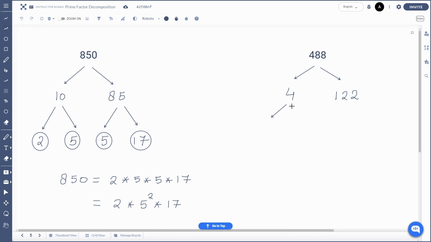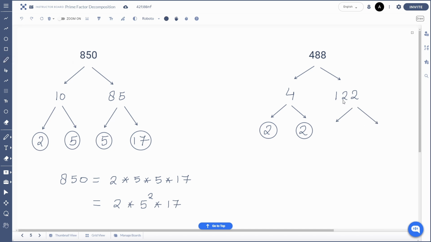Basically, the numbers which are not prime are called composite numbers except one. One is neither prime nor composite. So you have to take care of that. Well, after breaking down 4, we get 2 and 2. We'll have to stop here. However, we have to continue with 122.